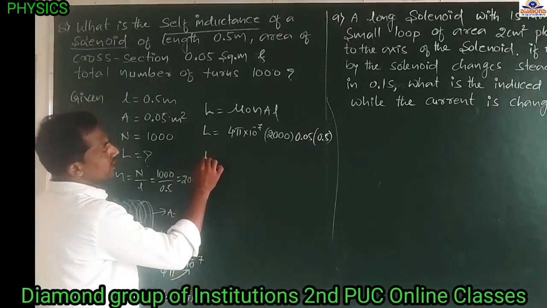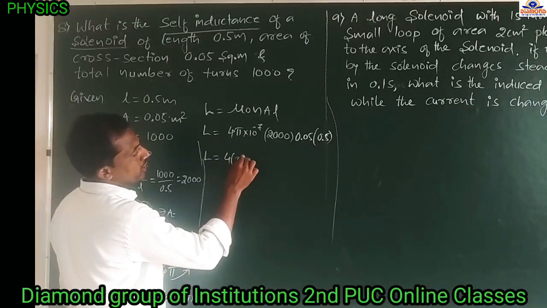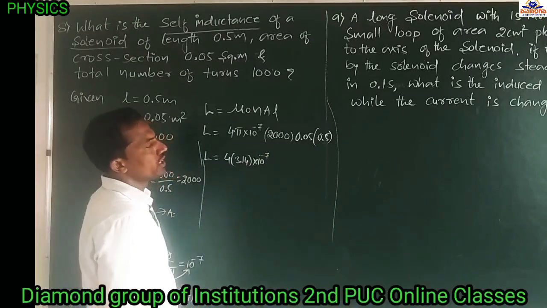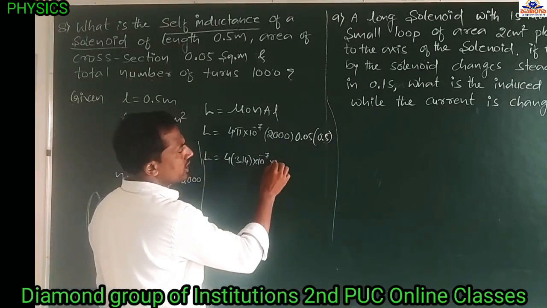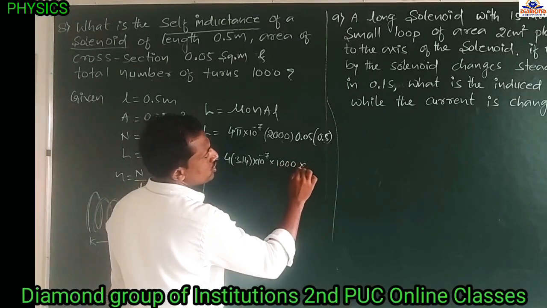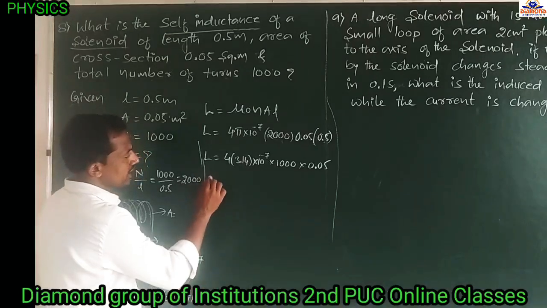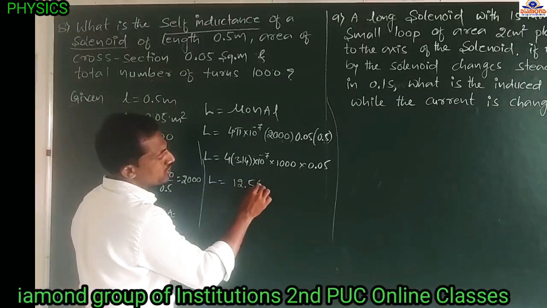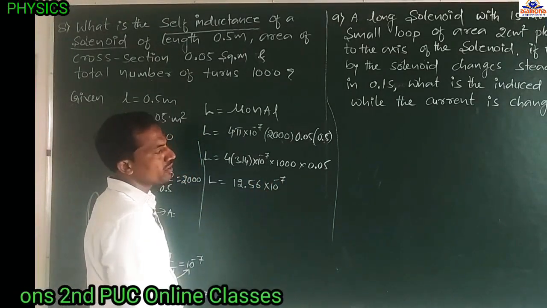Next, L equals to 4, pi value is 3.14, 10 to the power of minus 7, then 2000 into 0.5, 1000. Then we can write 1000 into 0.05. Next L equals to 4 into 3.142, 12.56 into 10 to the power of minus 7.